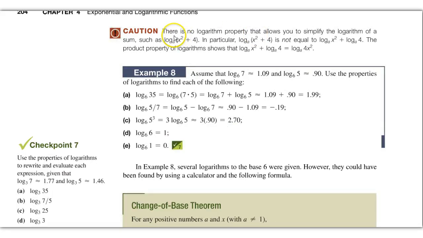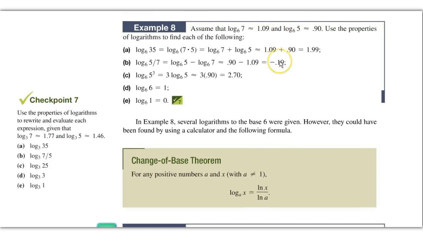Now they do give cautions in our book here. Now notice this was kept in parentheses. This is the proper way to express this. It is not equal if you separated them here. This is not multiplication. This is addition of something. So be careful about that.